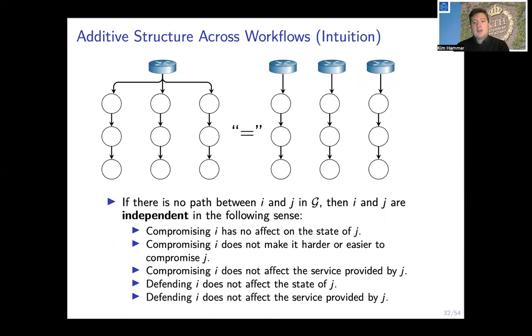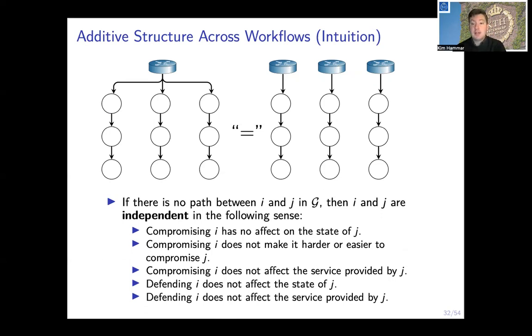So the idea here is that if you have 2 nodes in the infrastructure for which there's no path in between them, then they are independent in the following informal sense that I will make formal on the next slide. So if the attacker attacks one of the nodes, first of all, that will have no impact on the state of the other node. And I think this should be very clear because there's no reason, if I run a command of one node, why that would change the configuration or the state of a completely different node.